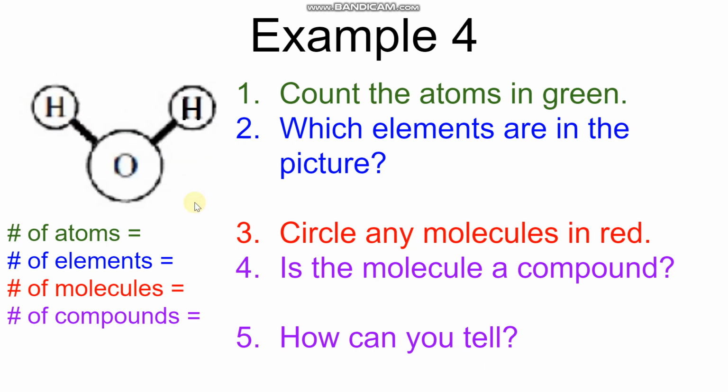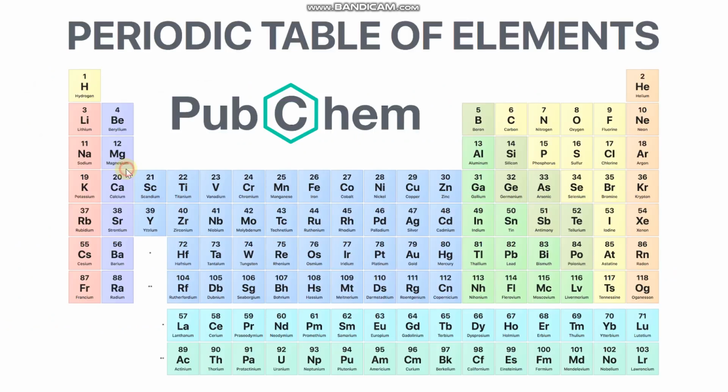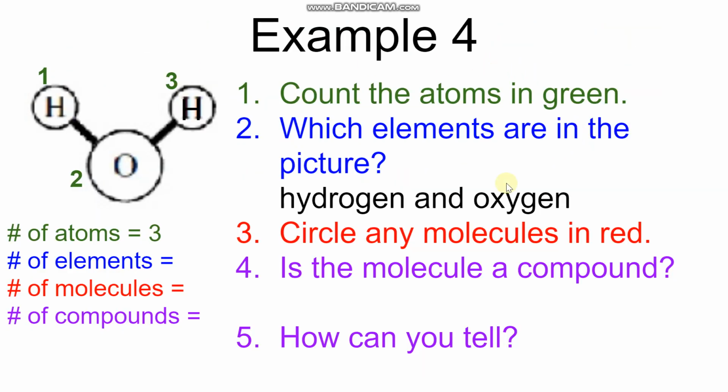Okay, and then example 4. Again, we're going to start off by counting the atoms. 1, 2, 3. And so then you can write 3 atoms here. Which elements are in the picture? Well, we have H and O. H is hydrogen. O is oxygen. So hydrogen and oxygen. That's 1, 2 elements. So we're going to put 2 here.